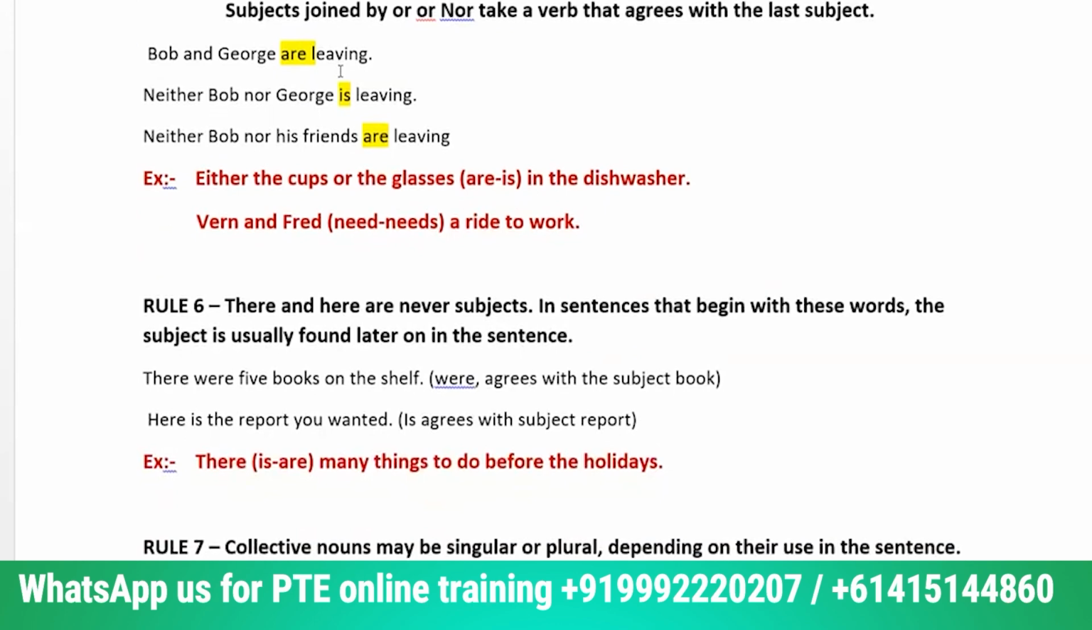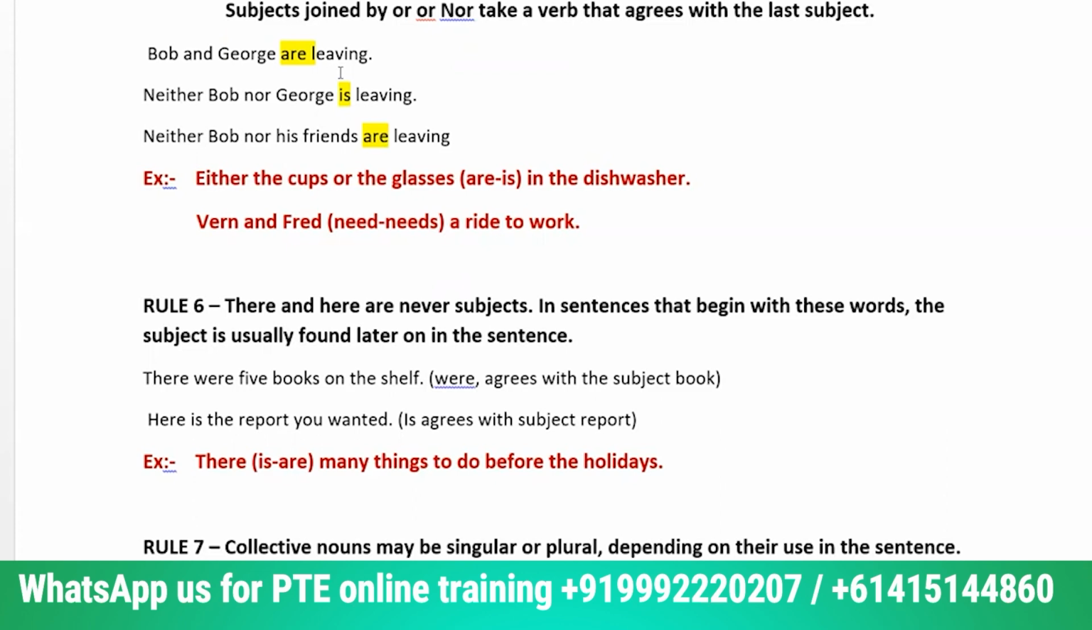Now coming to rule number 5, have a look at it. Subjects which are joined by and are plural. Bob and George are leaving. So Bob and George, it's joined with and, so it's plural. Are will come. Whereas subjects which are joined by or, nor take a verb that agrees with the last subject.